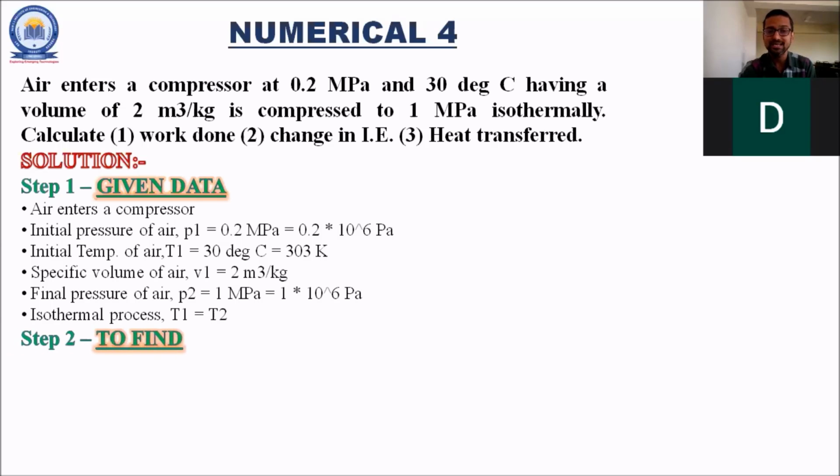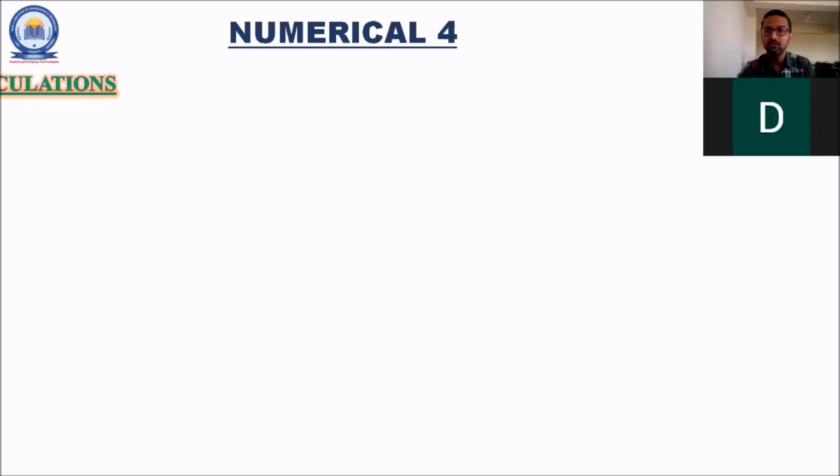Proceeding further to step number 2, that is to find: three parameters are required to be calculated in this numerical. First one, the amount of work done, W. Second is the change in internal energy, that is delta U. And third one, the amount of heat transfer, that is Q. I hope you are understanding all the points. Very simple. Proceeding further to our final step, that is step number 3, calculations.